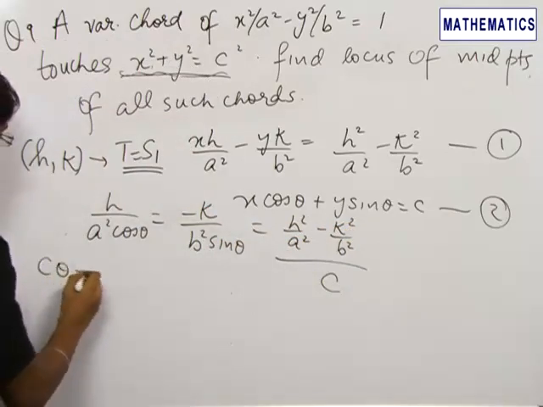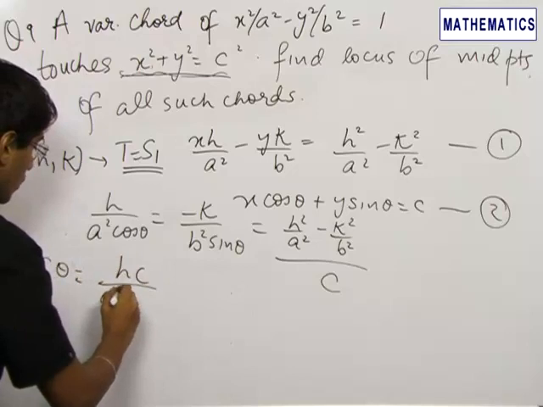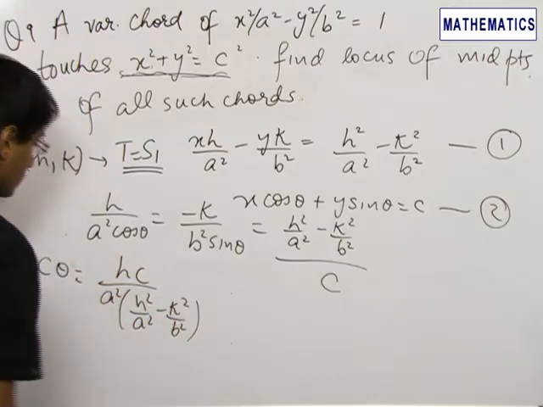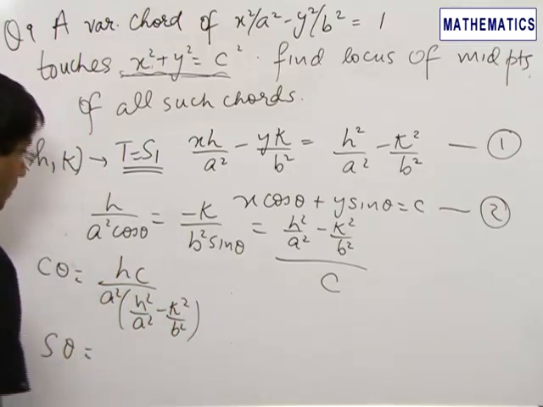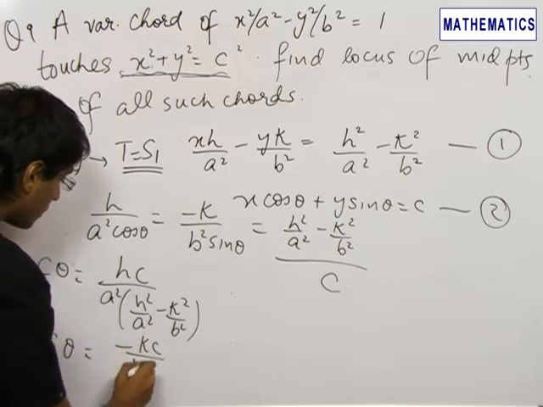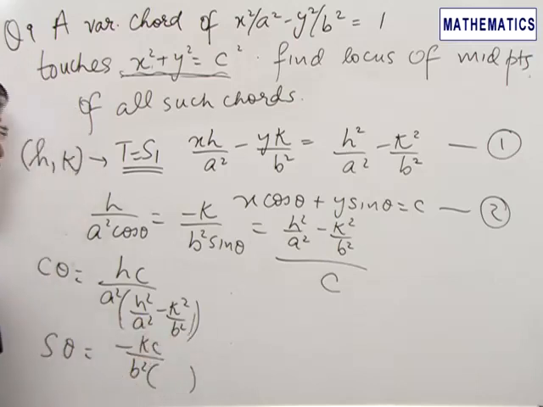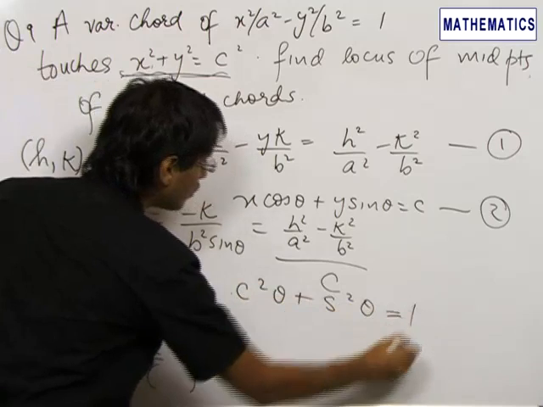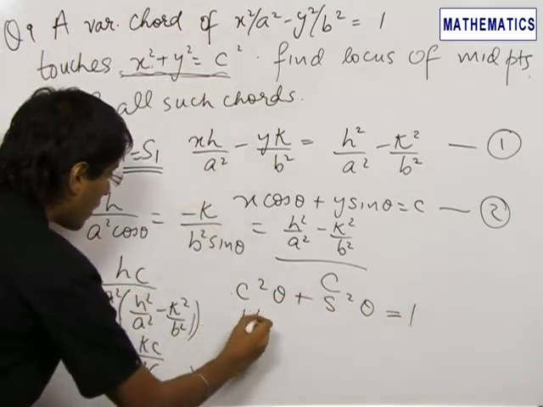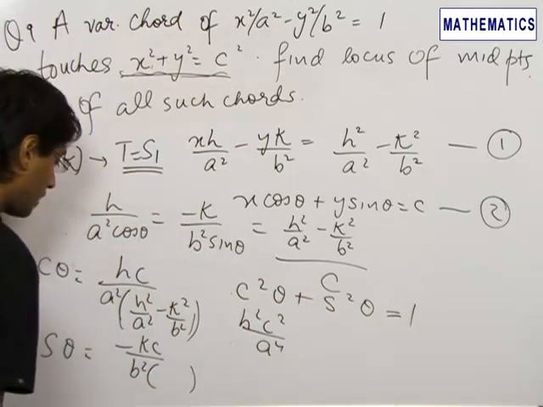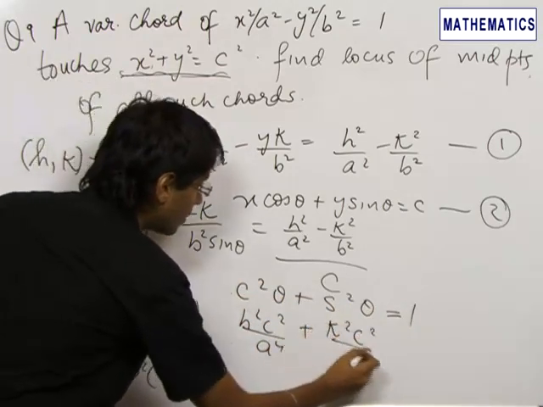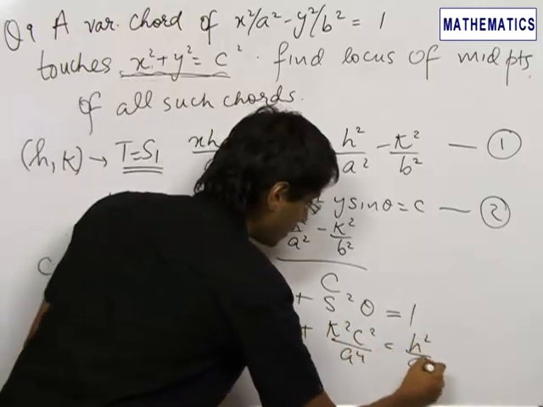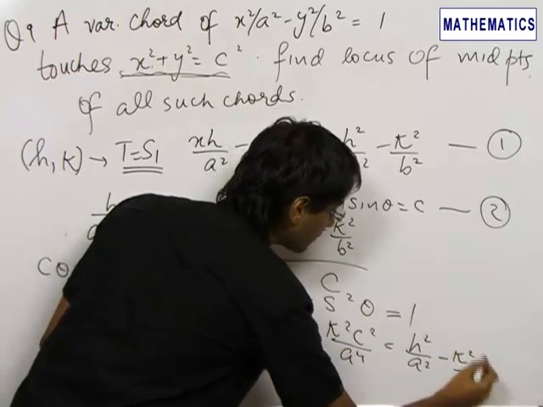The value of cos theta comes out to be equal to hc upon a square times h square by a square minus k square by b square. The value of sin theta comes out to be equal to minus kc by b square times this term again, h square by a square minus k square by b square. Now we can do cos square theta plus sin square theta is equal to 1, which gives h square c square by a power 4 plus k square c square by b power 4 is equal to h square by a square minus k square by b square, whole square.